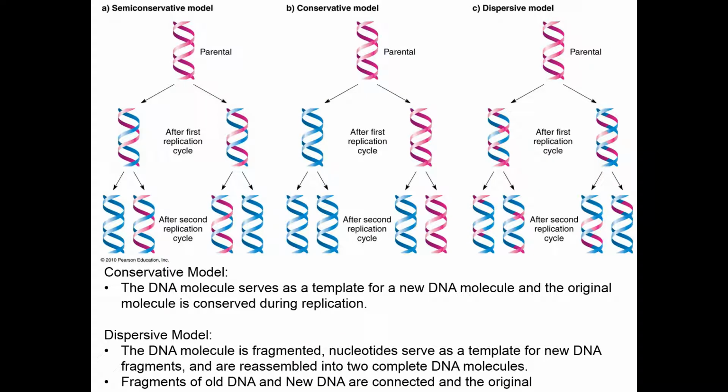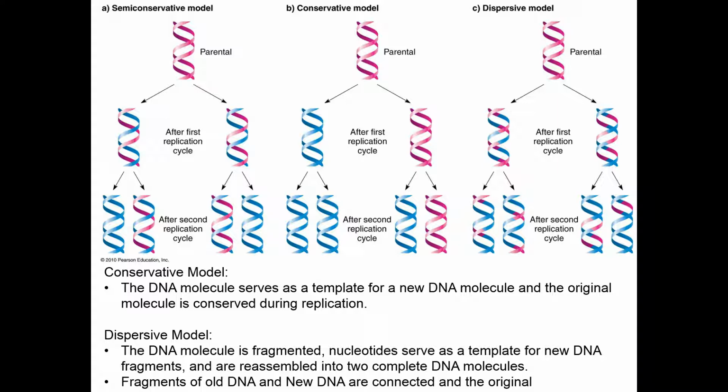Here in this figure you're being shown the three competing models. We just discussed the semi-conservative model, whereby your parental strand serves as a template for new nucleotides to be laid down through complementary base pairing. The end product is that you end up with DNA that's composed of old and new strands, one being from the parent, one being newly synthesized.